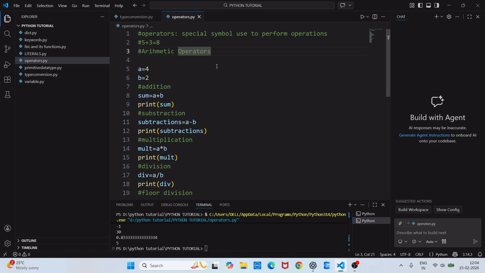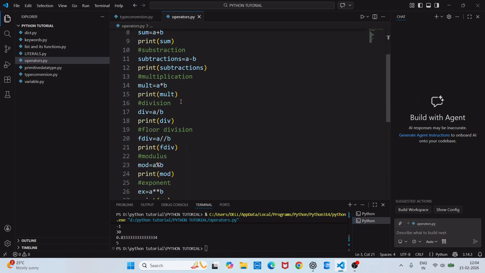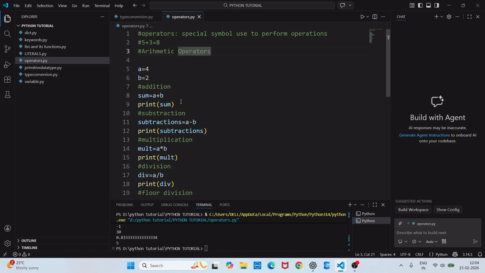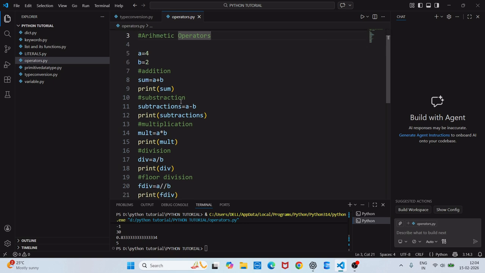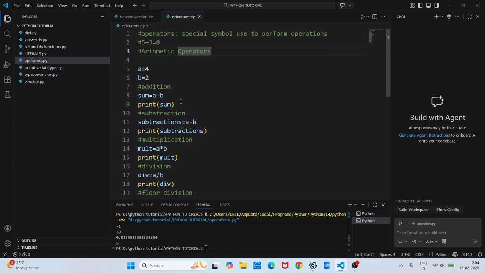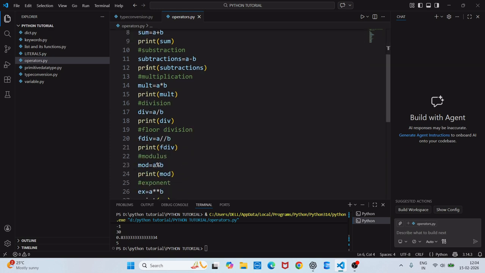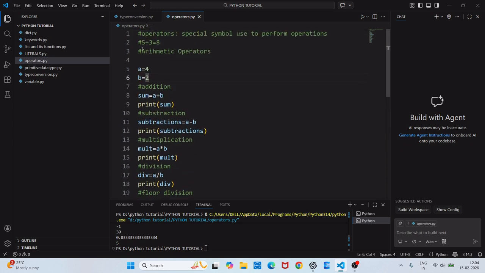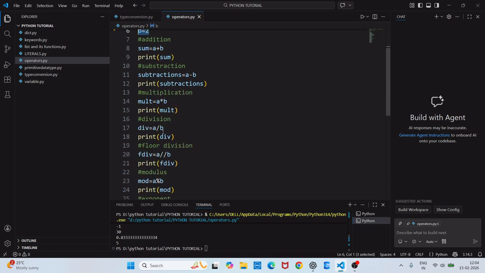In the same way, we have a lot of operations. You can see here addition, subtraction, multiplication, and so on. We will see them one by one. All of these fall under the arithmetic operators. We have many types of operators, but today we are going to talk about the arithmetic operators. First, I am assigning two values, a equal to 4 and b equal to 2. These will be constants for all the operations.